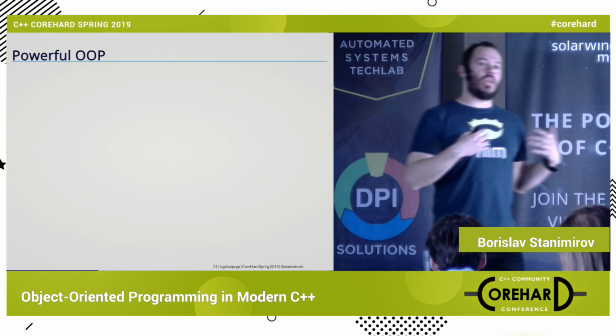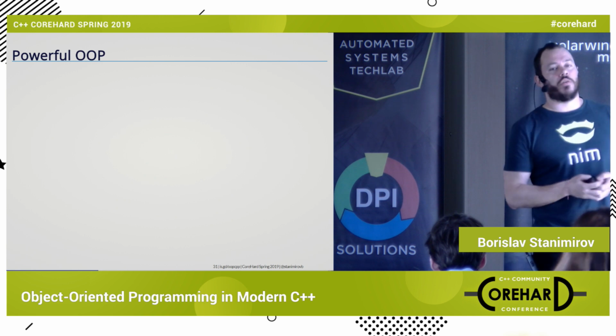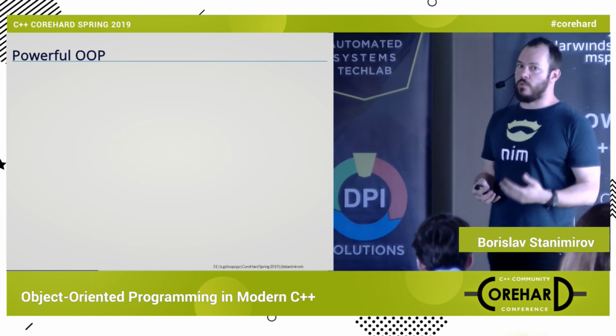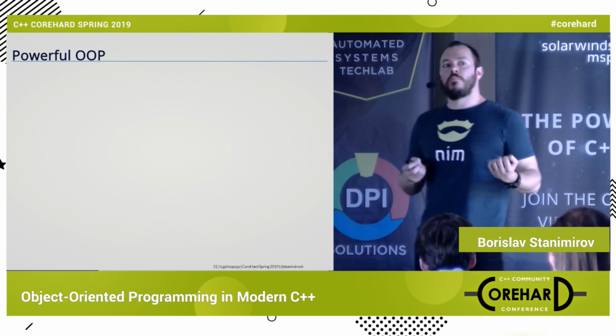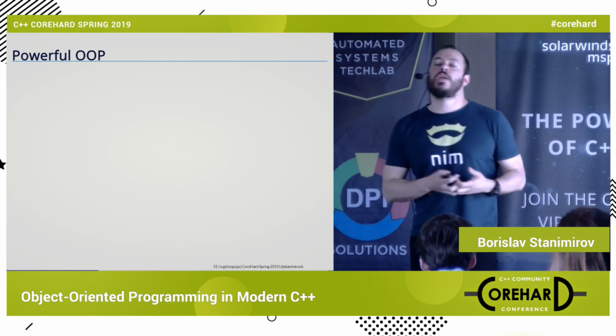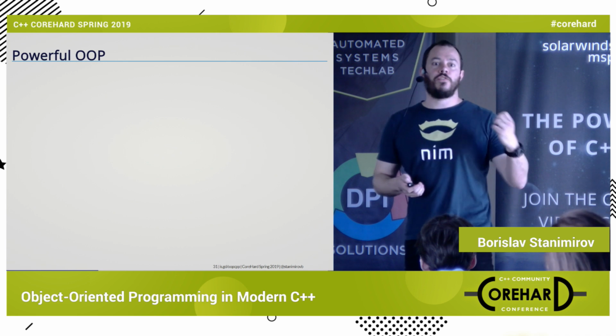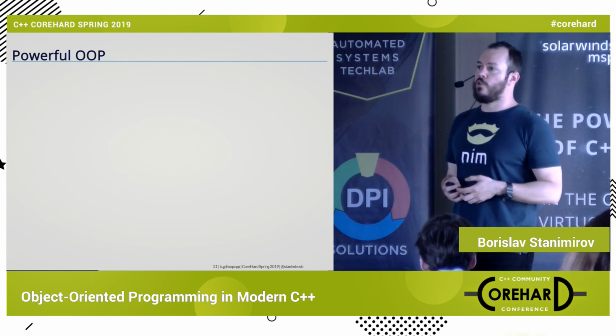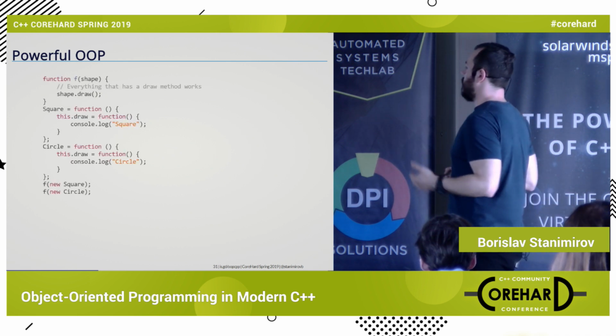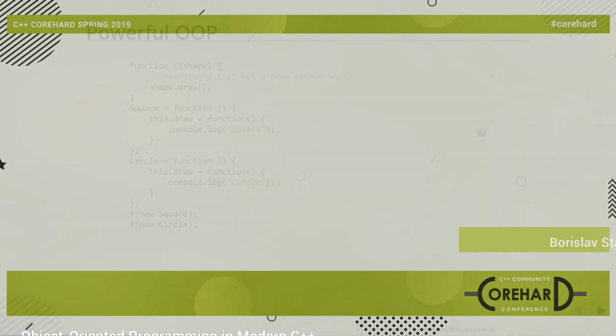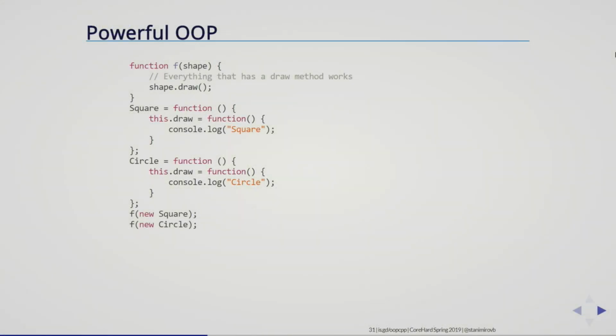So right now I'm going to list some powerful object-oriented programming features which exist in other languages as a given, and basically think of how we can do this in C++. So we're not afraid of using object-oriented programming in C++. And this is a very simple example. It's in JavaScript, and it's something that you'll see in every single textbook as dynamic polymorphism, object-oriented programming 101.